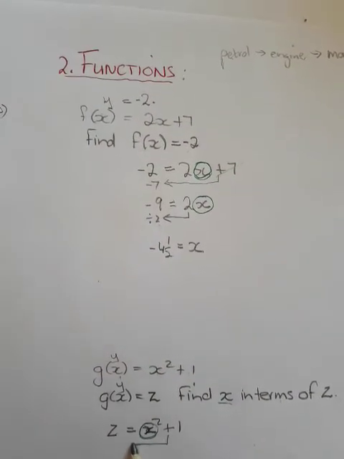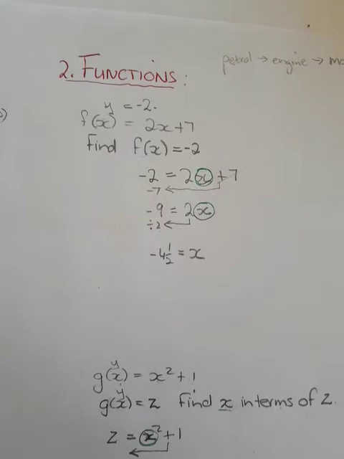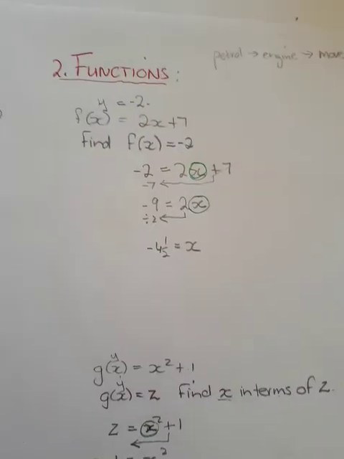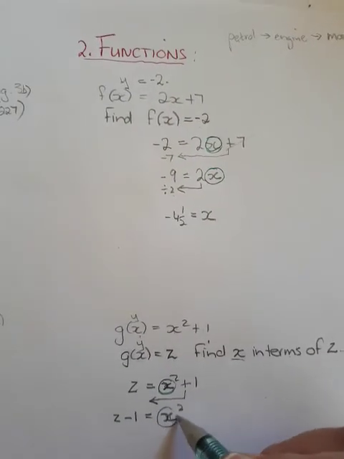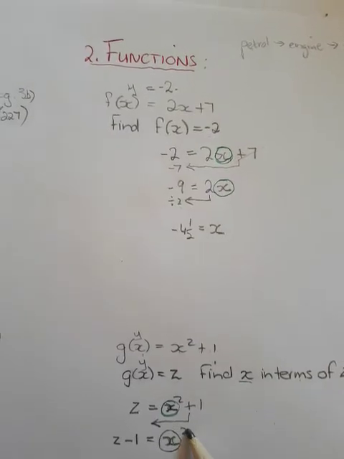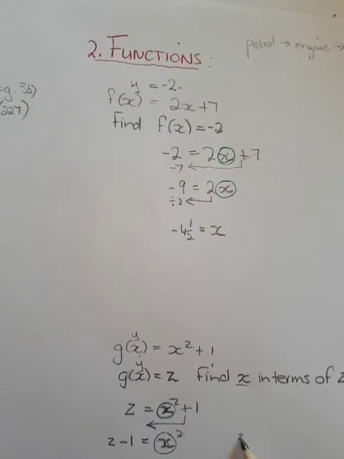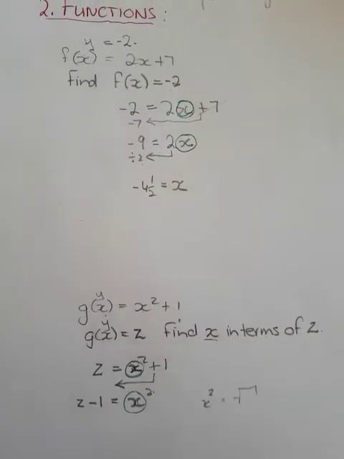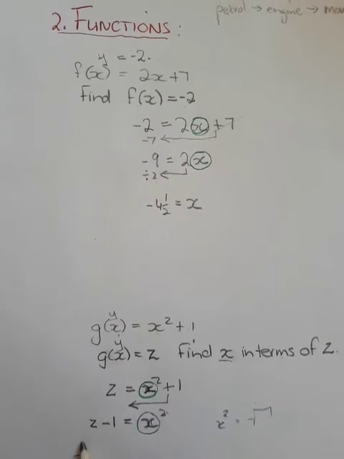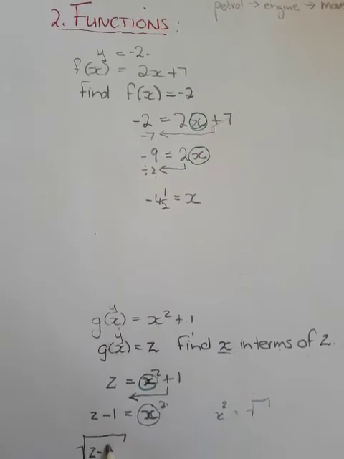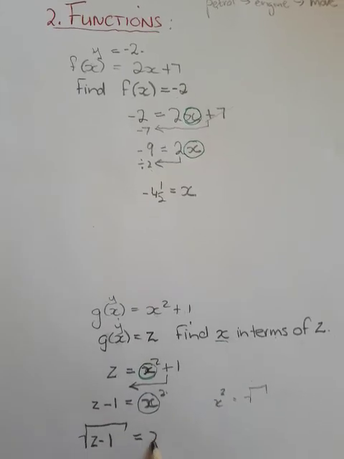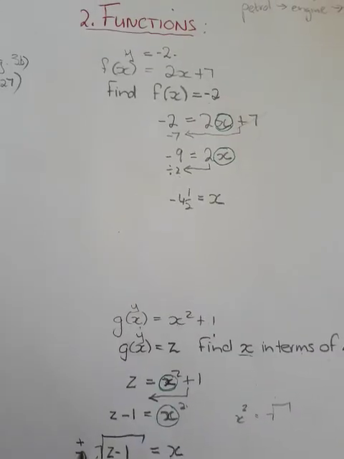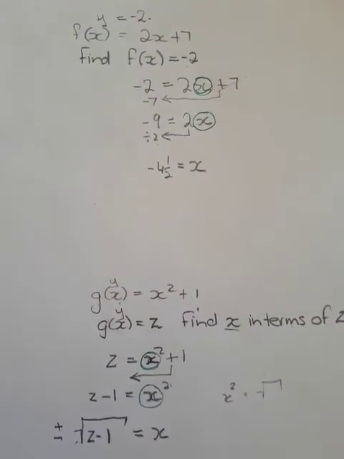Now once again, you must move over the 1, which becomes z minus 1 equals x squared. Then we are still wanting to find the x, which means now we must get rid of the square. And remember, the opposite operation of getting rid of the square is the square root. So now on that side, you will take the square root of z minus 1, which gives you on the right-hand side the x. And because you're taking the square root, remember, it must be a plus minus.